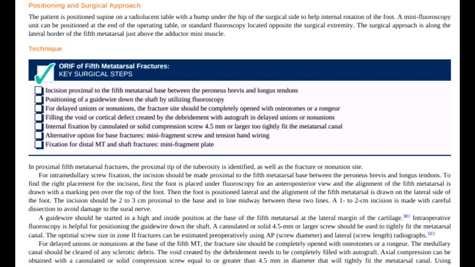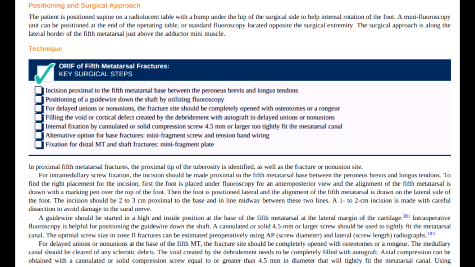For intramedullary screw fixation, we first identify the tuberosity and the fracture or non-union. The skin incision is made proximal to the tuberosity, again between peroneus brevis and longus. A guide wire is introduced down the medullary canal of the fifth metatarsal under fluoroscopic guidance. In cases of delayed union or non-union at the base or the metatarsal shaft, the fracture is opened, fibrous tissue is excised, the medullary canal is cleared, and the defect is filled with autograft before placing the compression screw.